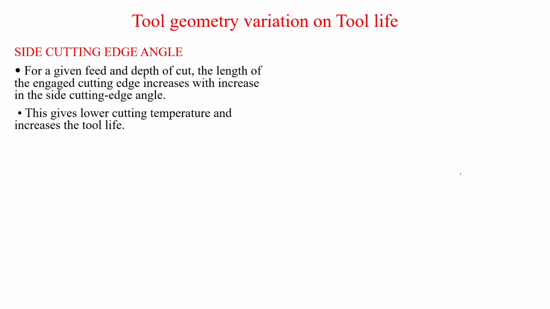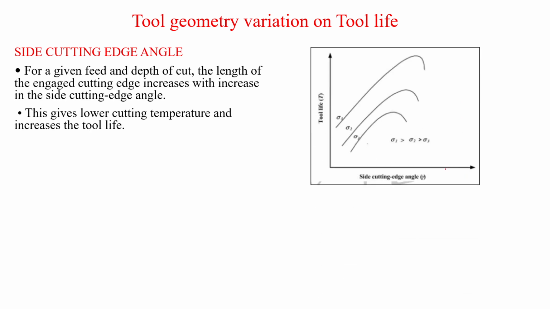Next is the side cutting edge angle. We can see that if we increase the side cutting edge angle, the tool life increases, and after that it decreases. What happens is that for the given feed and depth of cut, the length of the engaged cutting edge increases with an increase in the side cutting edge angle. Right? Because of the increased length of the engaged cutting edge, the force or load gets distributed. Because of that, tool life increases. But above a certain side cutting edge angle, it will reduce the strength of the tool, and because of that the tool life decreases.